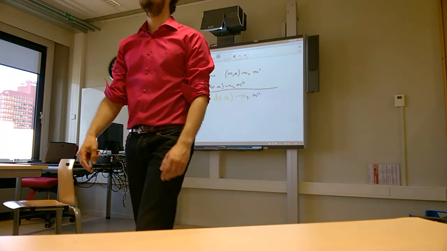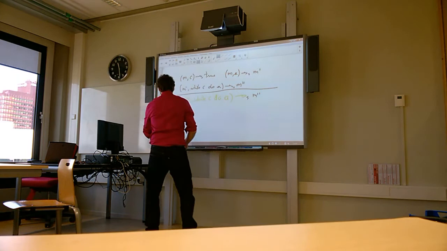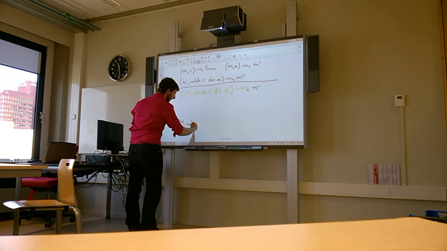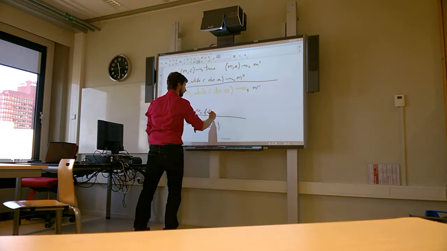How many steps is this going to do? 0, 1, 2, 3, 4? We don't know. Do we care? No. And the rule if C is false is quite simple, actually. You just return M. Yes, exactly. M while C do A. We evaluate C. We get false. So we return M. That's what we have.